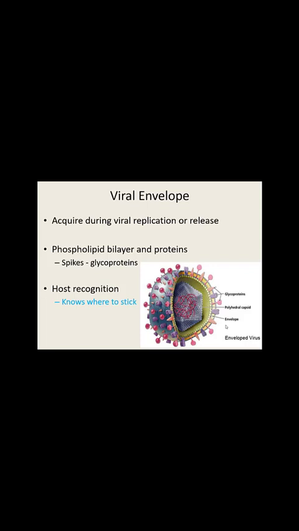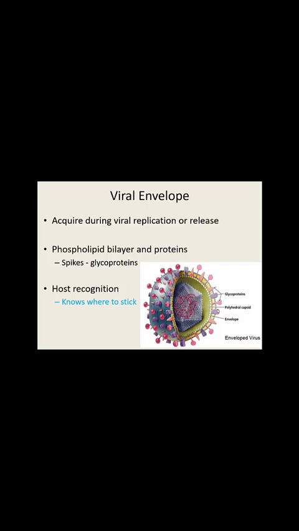If they do have an envelope, it's because they steal them, they acquire them during viral replication and release from their host cell. It's still a phospholipid bilayer. It's stealing the cell membrane from the host. It has little tiny protein spikes all over the outside. And it's because of those little protein spikes that hang out on the outside that it knows which cell to recognize and where to stick. So it knows which host cell that it needs to infect.